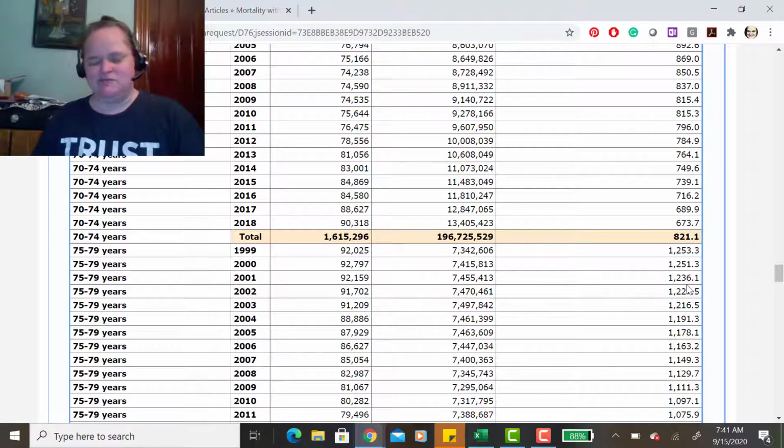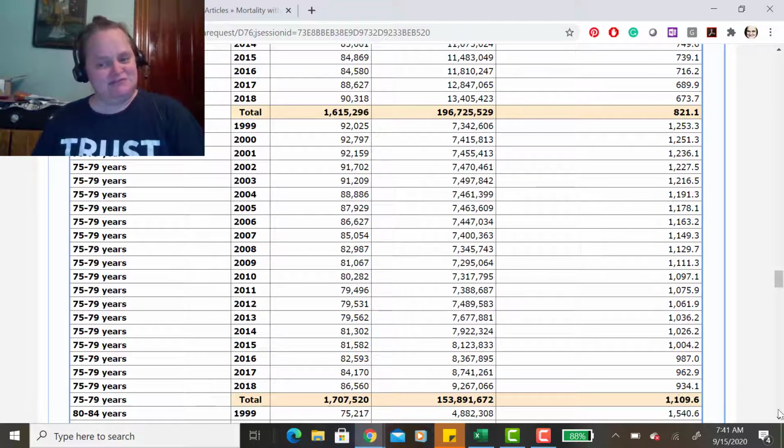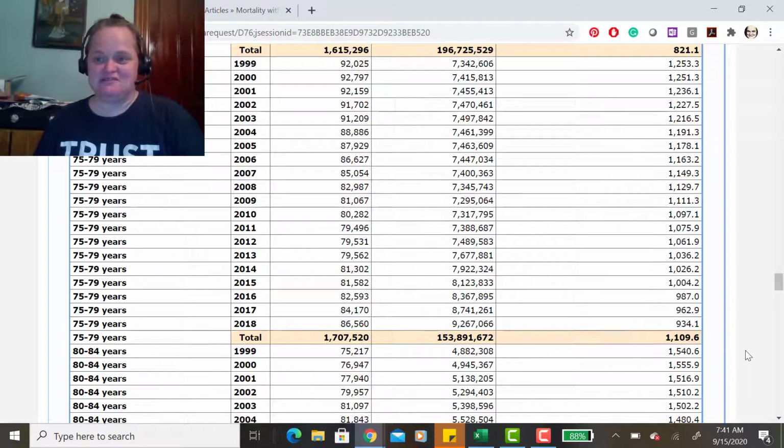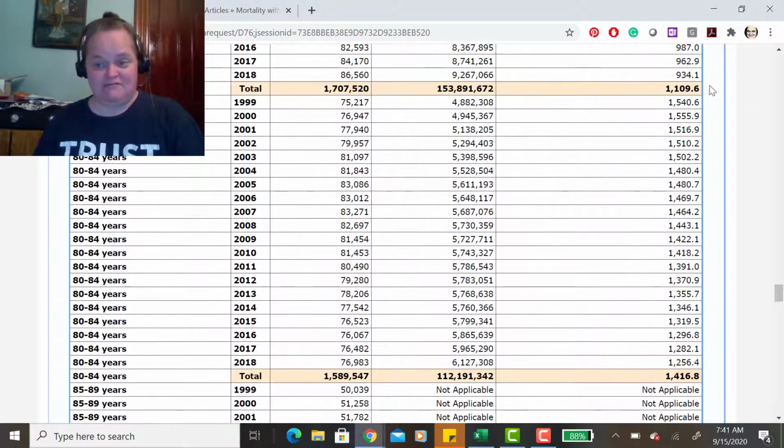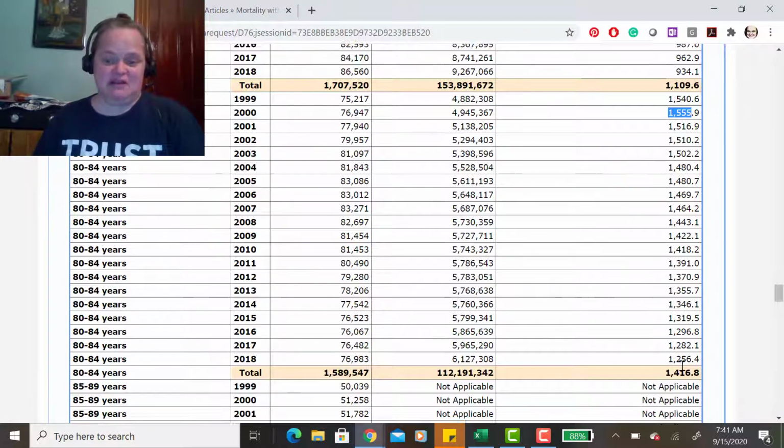1.3%. I'm rounding, of course, it's 1.25%. 1.25% down to 0.9%. That's pretty good. Nice. 80 to 84, that's 1.5%, and you can see it went up a little bit, but then came down to 1.3%. Pretty good.